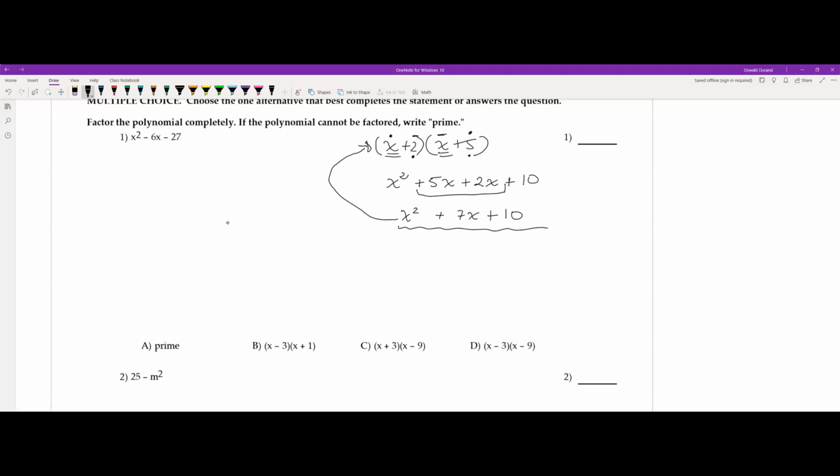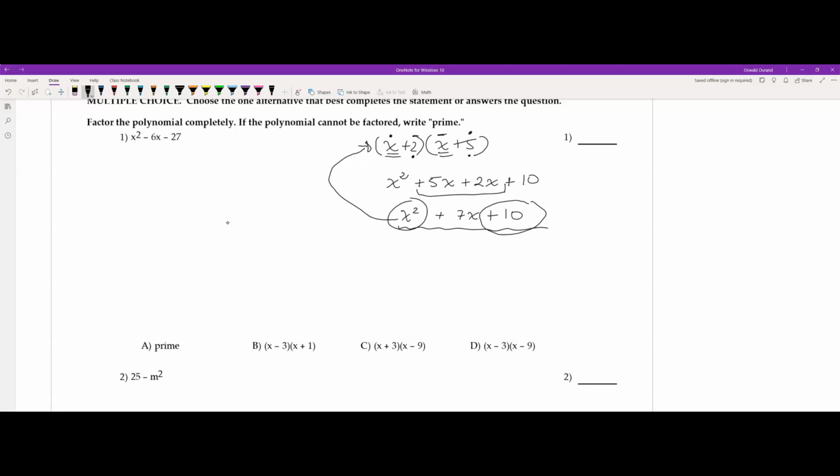let's go backwards. So how did we get backwards? Well, we know that the x squared here represents the first terms of the binomials, x times x is x squared. Then the positive 10 here is the product of the 2 and the 5. That's how I get the 10.